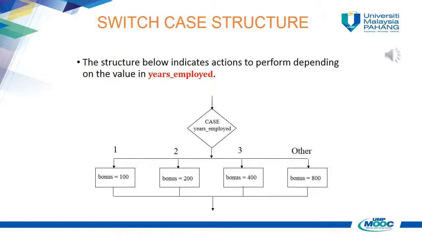This logic flow shows a program that uses switch case. In this case, the variable tested is years_employed, which is an integer value. Different values of years_employed will result in different bonus values. If years_employed equals 1, then bonus equals 100. If years_employed equals 2, then bonus equals 200. If years_employed equals 3, then bonus equals 400. If years_employed is not 1, 2 or 3, then the default case will be executed and bonus equals 800.